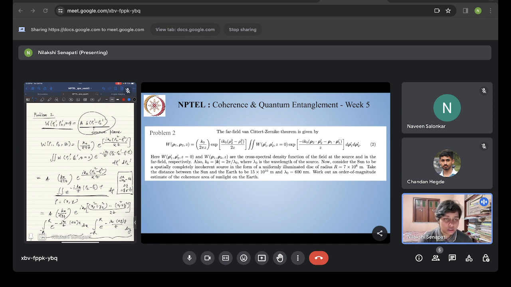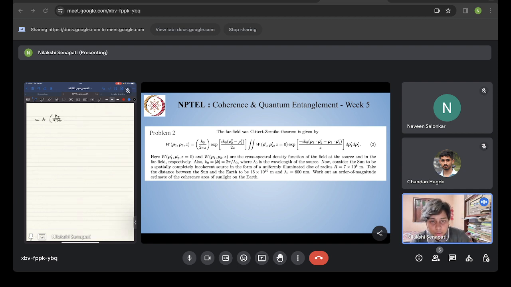So x2 minus x1 equal to del x, and y2 minus y1 equal to del y, and a k0 by 2 pi z e to the power i k0 (x2 square plus y2 square minus x1 square plus y1 square) by 2z, and if you integrate, then you will get 2r sinc(k0 r delta x by z) sinc(k0 r delta y by z).